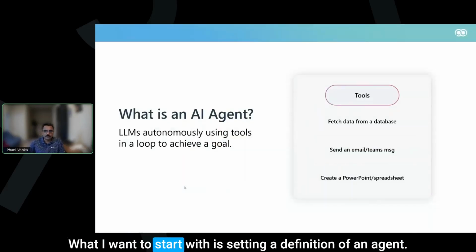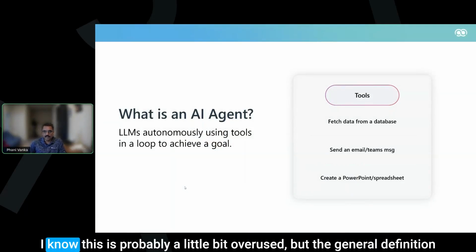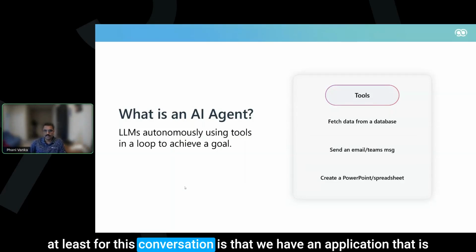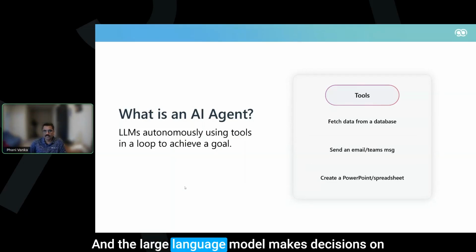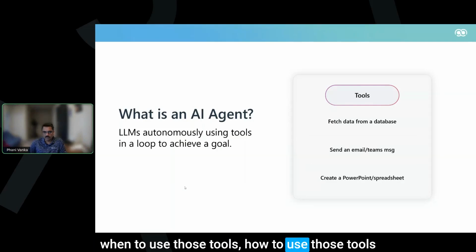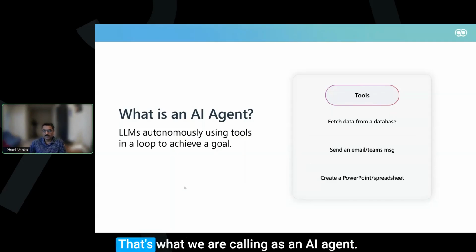What I want to start with is setting a definition of an agent. I know this is probably a little bit overused, but the general definition, at least for this conversation, is that we have an application that is driven by a large language model that has access to certain tools, and the large language model makes decisions on when to use those tools, how to use those tools, if necessary, in a loop to achieve a specific goal. That's what we are calling an AI agent.